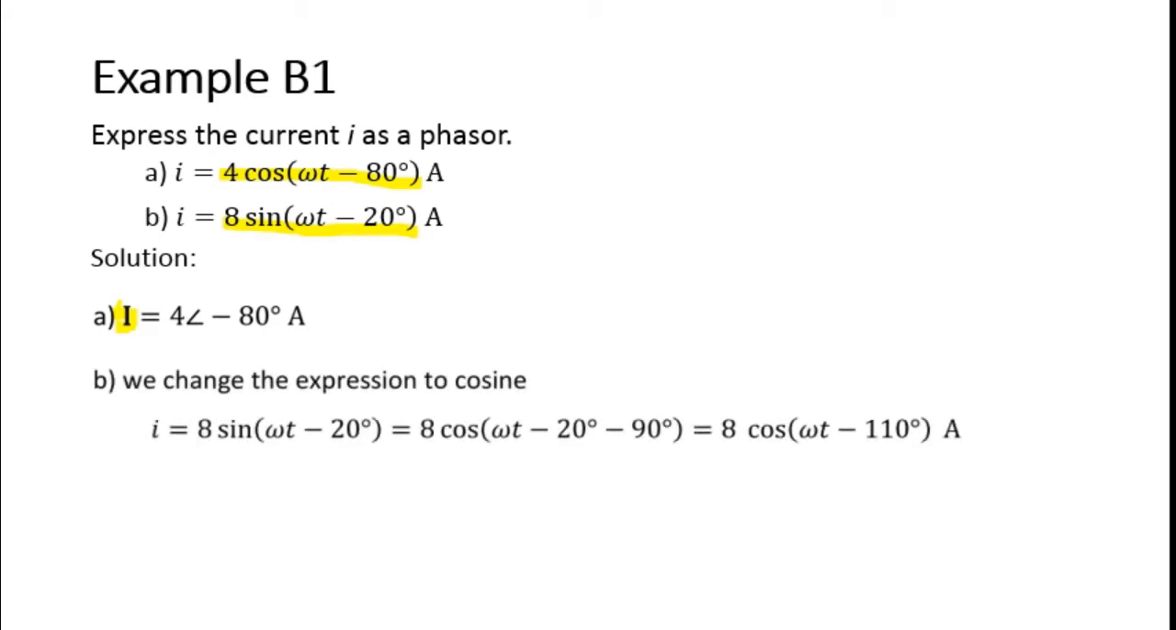For part B, first we convert the current into a cosine function by subtracting 90 degree from its angle. Hence, I equals 8 times cosine(omega t minus 110 degree) amperes. Now, we can express it in phasor, that its magnitude equals 8, and phase is minus 110 degree. Again, the current I must be written in capital letter and bold.